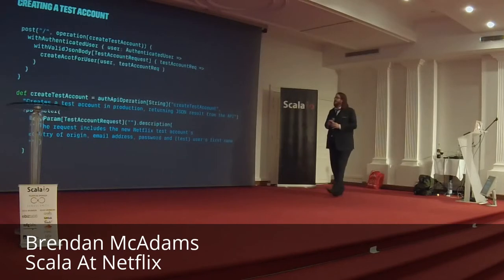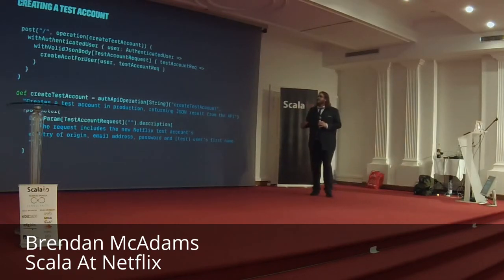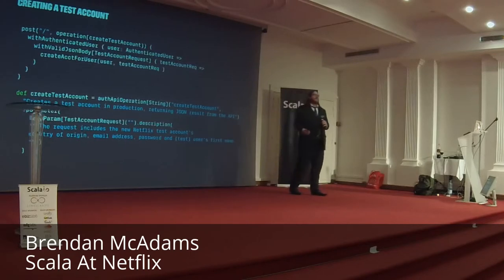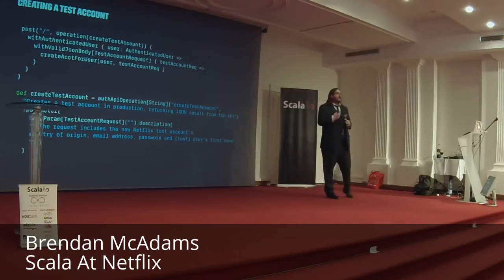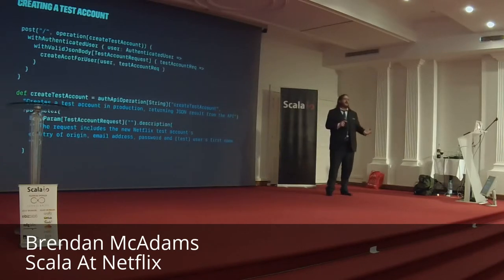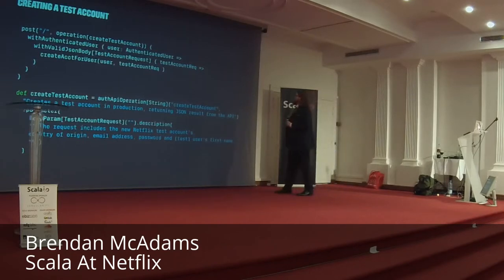So if I want to create a test account, and this goes into post, obviously there's a little more that comes into play. We have more parameters, but there's also now this with valid JSON body. And this comes back to the same idea of breaking down the case classes. So this method is going to say, hey, in order for this to continue, the body of the request has to contain a JSON object, which we can parse into this case class. And if we can't, then we can respond with a client bad request error.